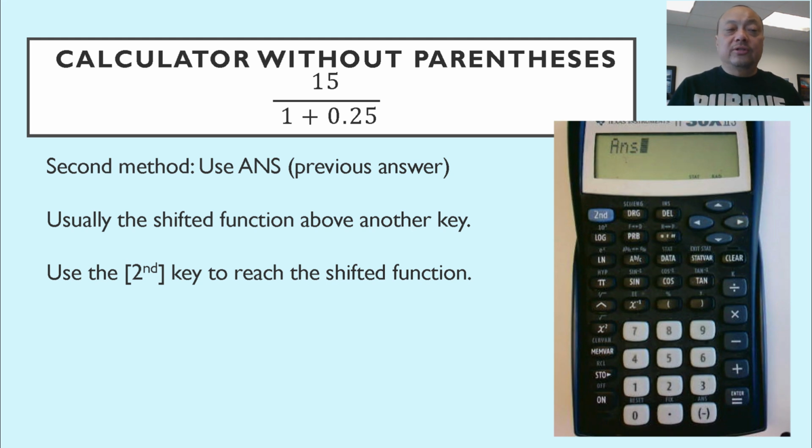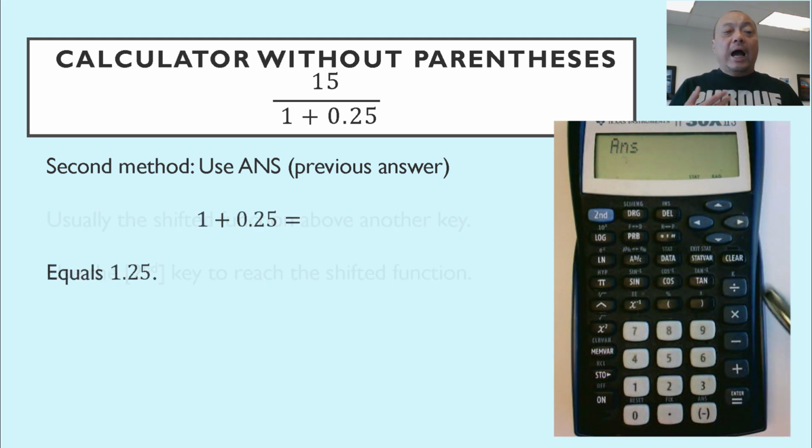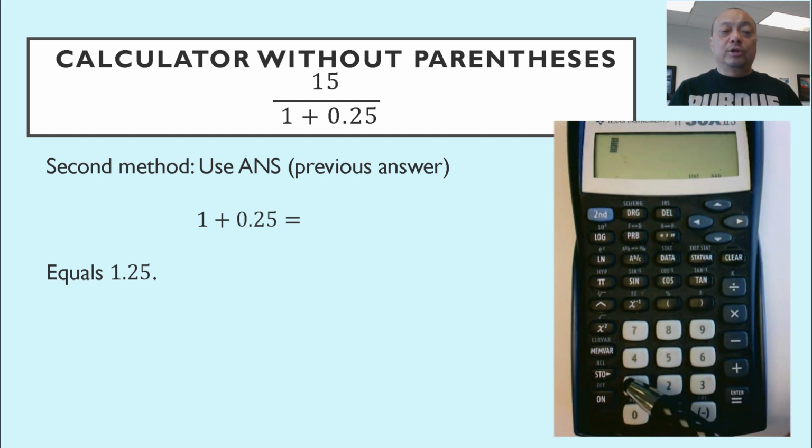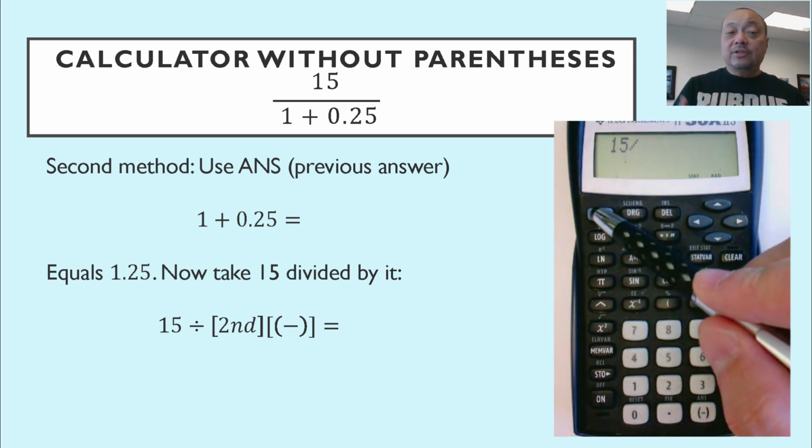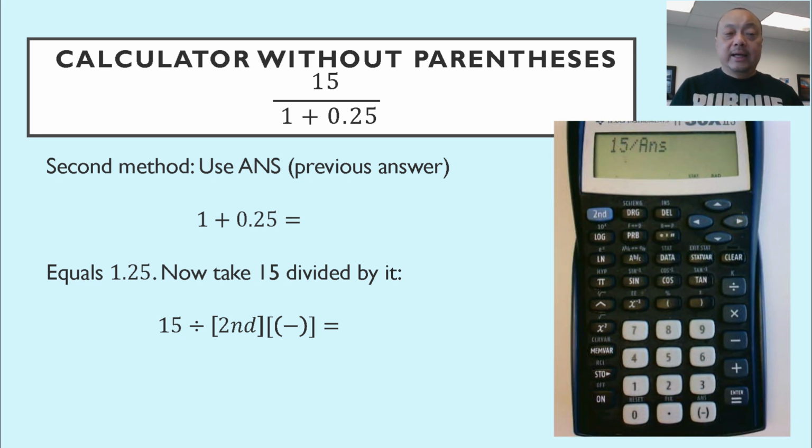Here's how I use it for this calculation. I want the denominator 1 plus 0.25 to go first, so I enter that. 1 plus 0.25 equal. Get an answer of 1.25. That's the answer. Now I take 15 divided by it. 15 divide, I need that previous answer, so I go second negative. The screen shows 15 divided by the previous answer, equal 12 pounds. Correct answer.